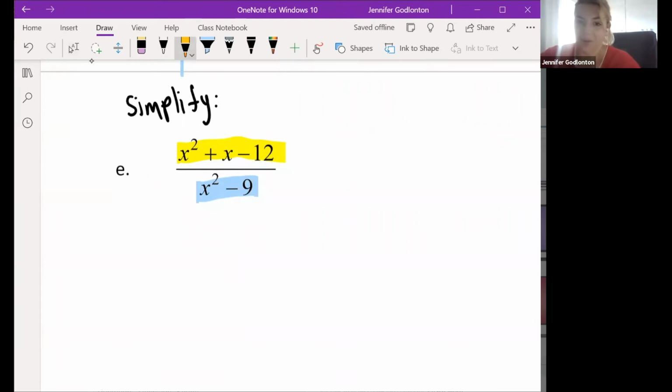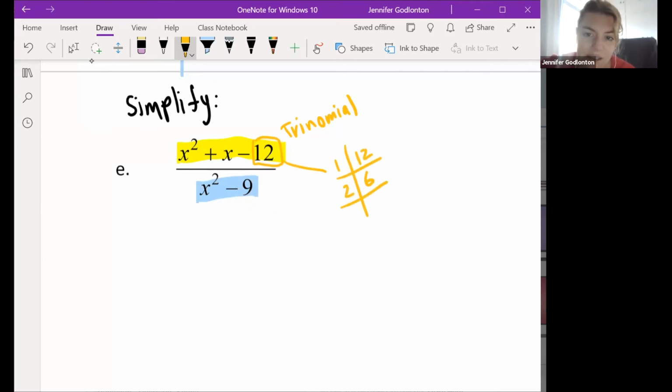So at the top, what we're looking at is we have a trinomial. Okay. And when we're dealing with a trinomial, we want to look at our constants and we want to find its factor pairs. So I've got 1 and 12, 2 and 6, and 3 and 4. I'm wanting to get the answer of positive 1. So I'm going to have negative 3 plus 4. So negative 3 plus 4 gives me positive 1.